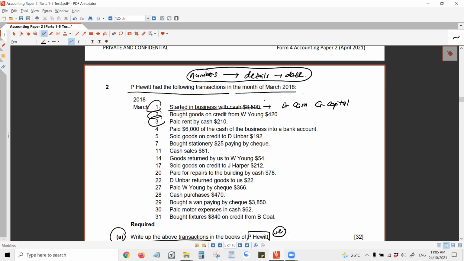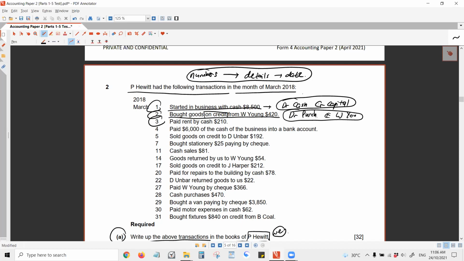Now, number one, we have determined, right? We go on and determine the second and third one as well. Then we record into the T accounts. Bought goods on credit from W. Young. Can you credit cash? No. Can we credit bank? No, because we have not made payment on credit, right? So we credit the supplier's name. Credit W. Young. Then we debit purchases. Okay, credit W. Young, debit purchases.